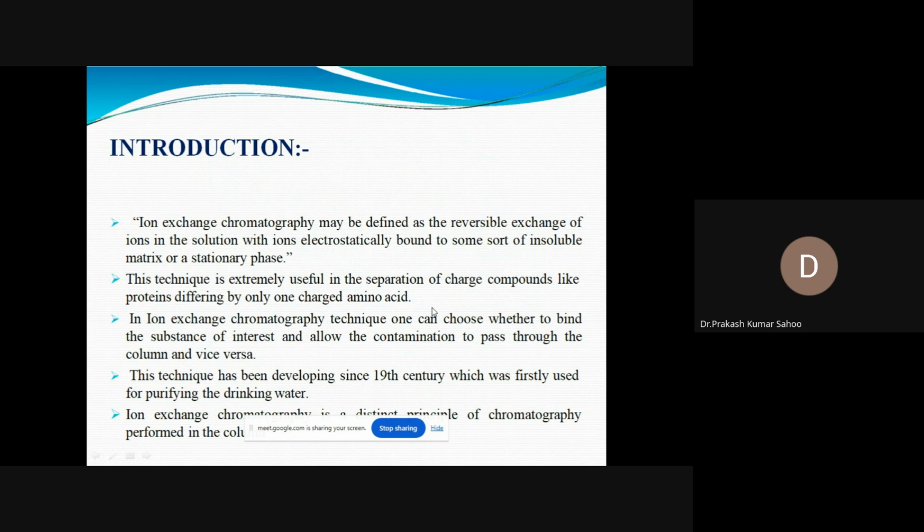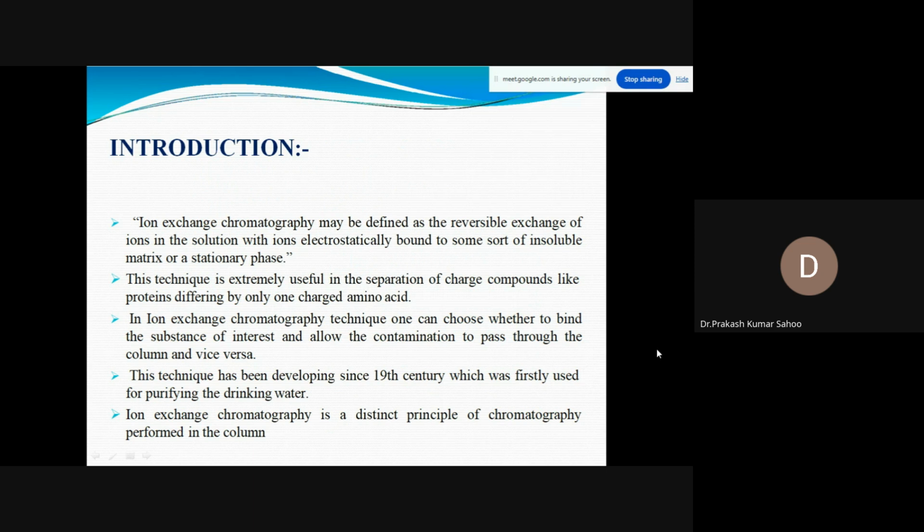So the stationary phase applied here is the insoluble matrix, on which the ions are electrostatically bound. This technique is extremely useful in the separation of charged compounds like proteins differing by only one charged amino acid. In ion exchange chromatography, one can choose whether to bind the substance of interest and allow the contamination to pass through the column, and vice versa.